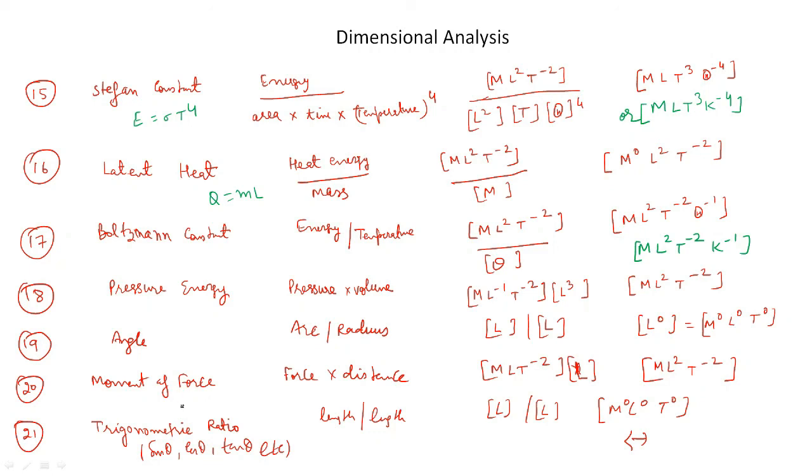Then the trigonometric ratios like sin theta, cos theta, tan theta, all formulas are written in terms of the length. So the trigonometric ratios will be dimensionless. Now we will find the mathematical relations between the physical quantities using the dimensional analysis. Thank you.